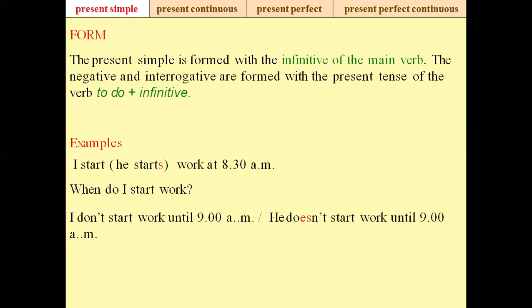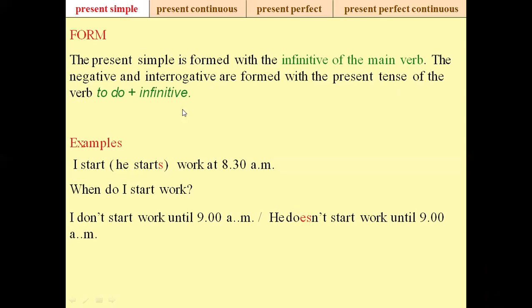If you study, the infinitive form of the verb is, for example, to run. Suppose run is one kind of verb. If we write to before run, it becomes to run and it is called the infinitive. Sometimes we are not going to use that to run in sentences; at that time we use only one verb, the main verb, that is run. So that main verb is also called the infinitive form of the verb. Okay, the negative and the interrogative are formed with the present tense of the verb to do plus infinitive.